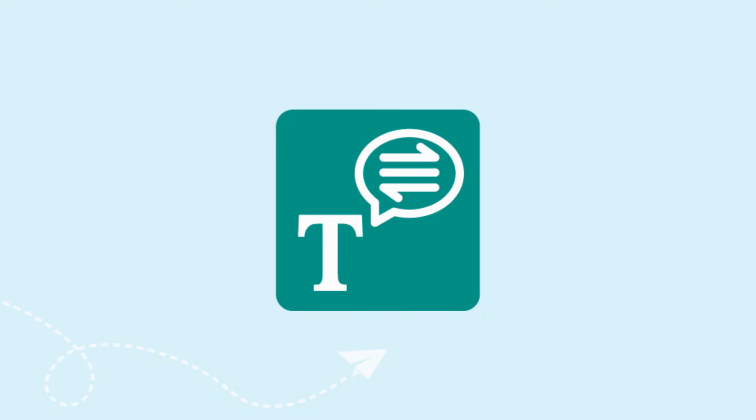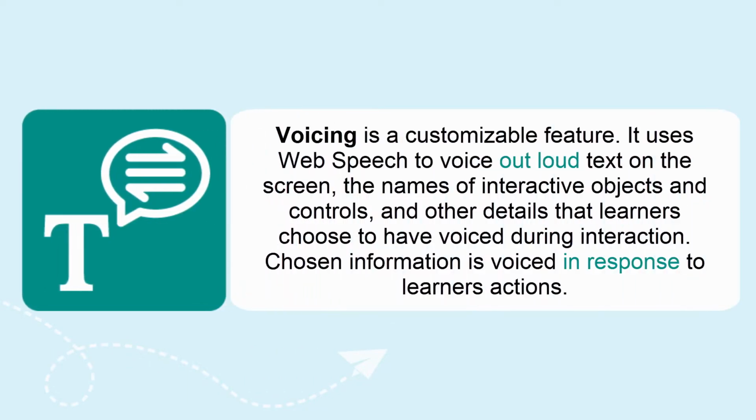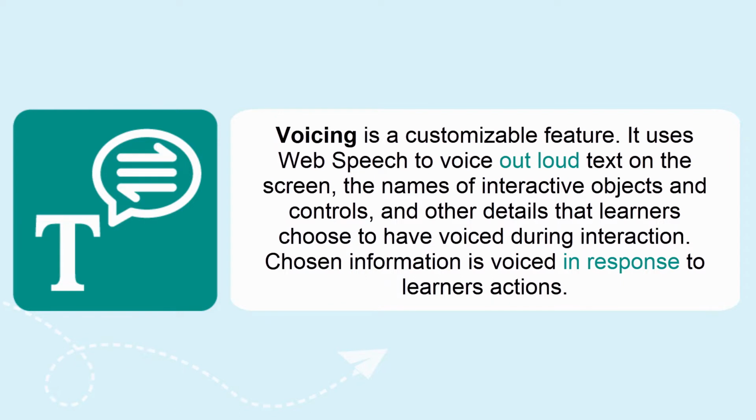In this video, I'm going to introduce you to the voicing feature. Voicing is a customizable feature. It uses web speech to voice out loud text on the screen, the names of interactive objects and controls, and other details that learners choose to have voiced during interaction. Chosen information is voiced in response to learners' actions.